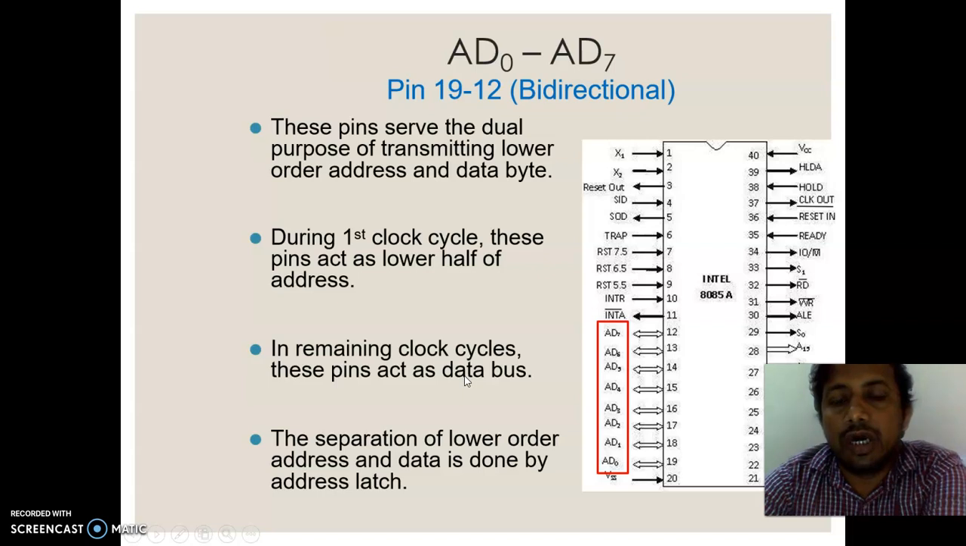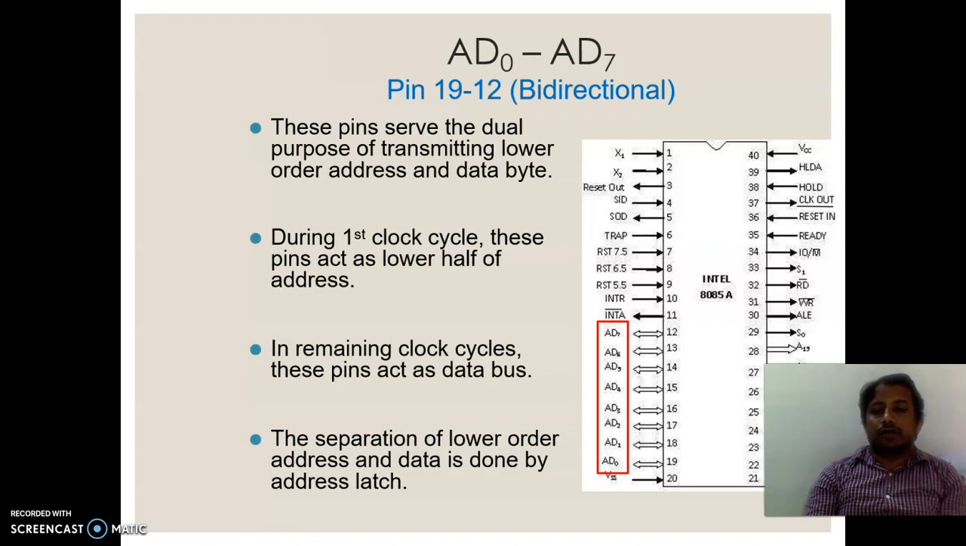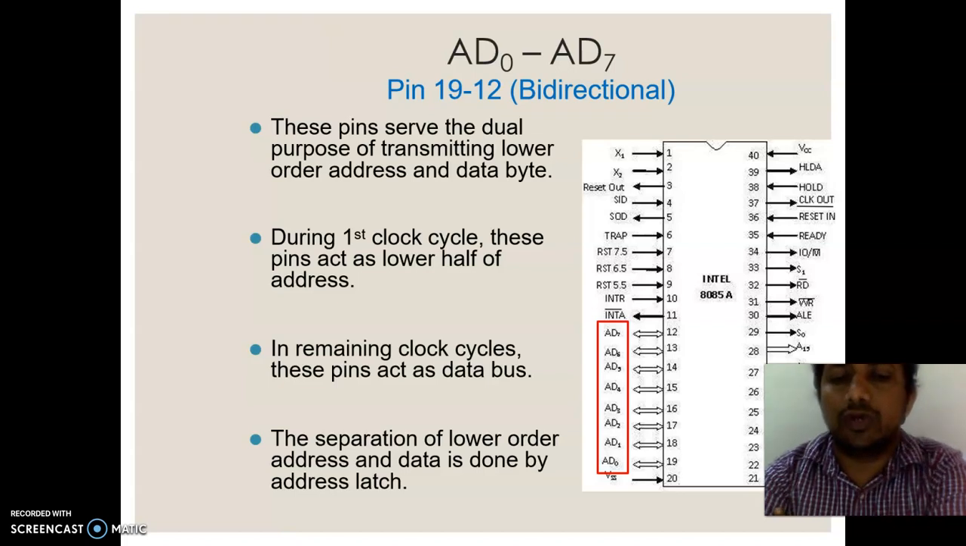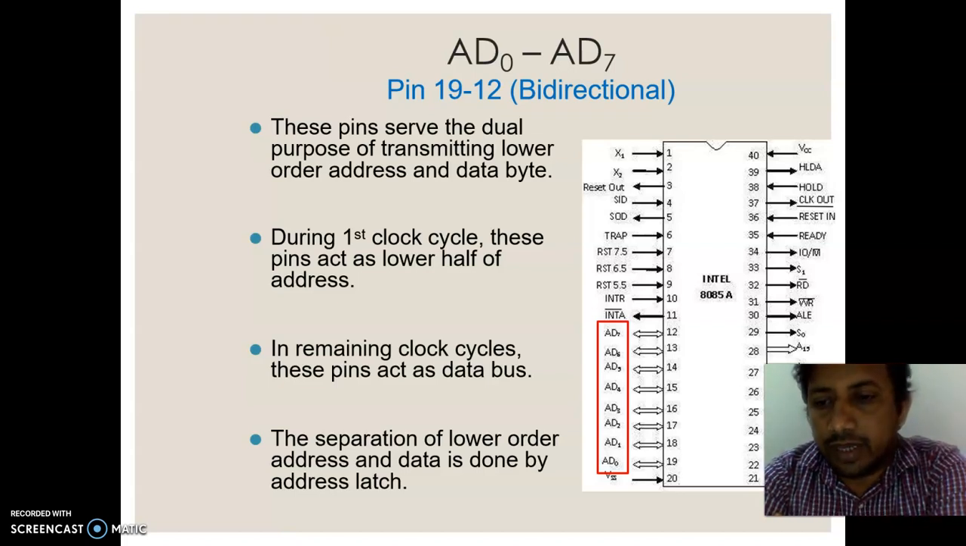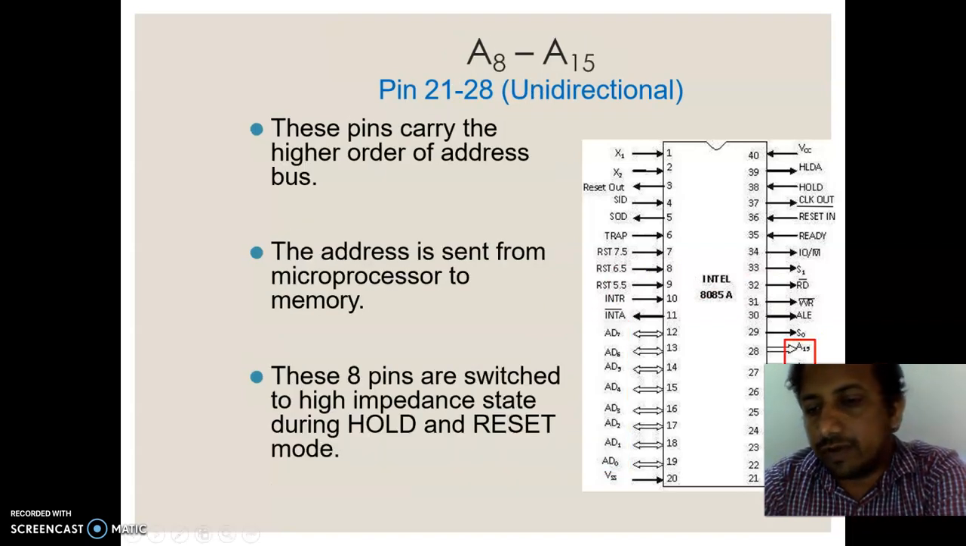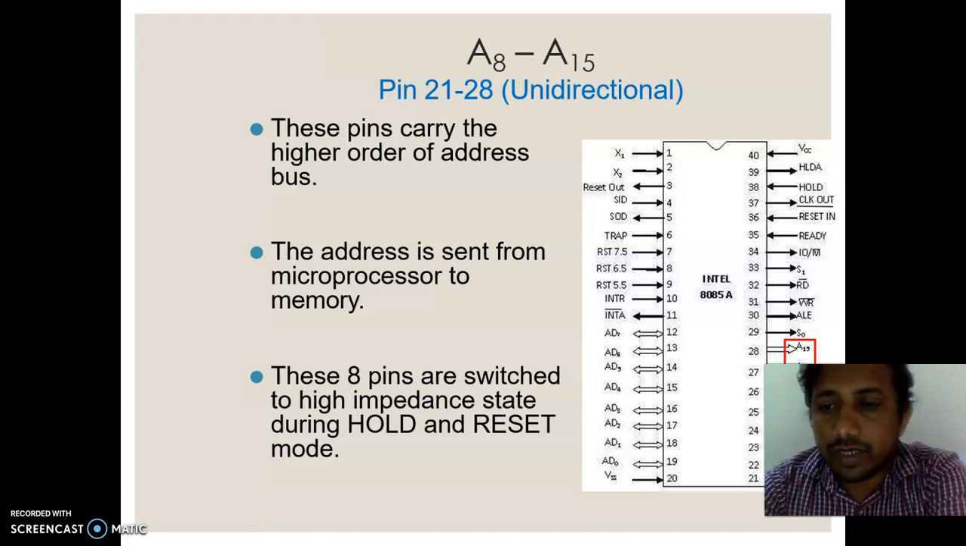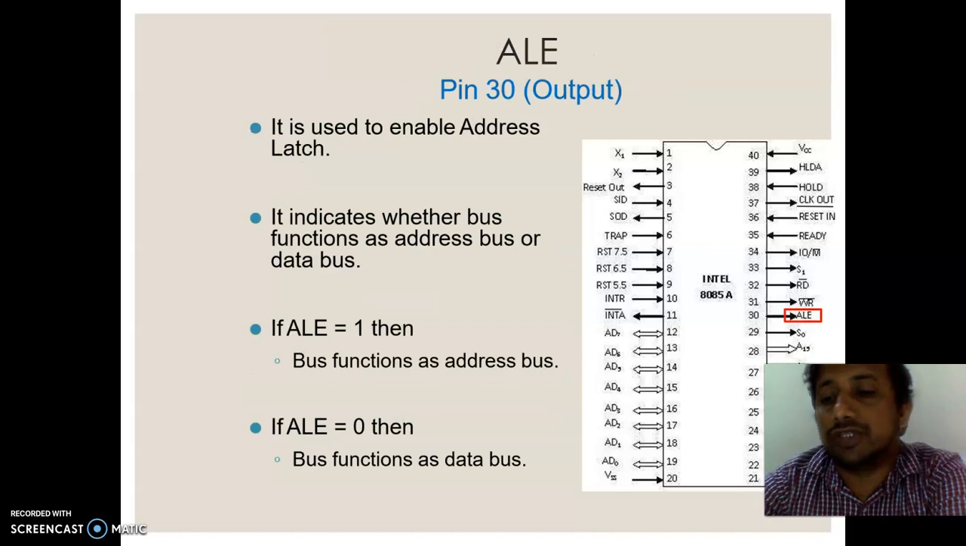Then comes the address and data lines. There are 16 address and data lines. 8 are multiplexed lines which are used for address as well as data, like AD0 to AD7; pin numbers 12 to 19 are used for address as well as data lines. Next are the lines A8 to A15, which are used for sending the addresses.